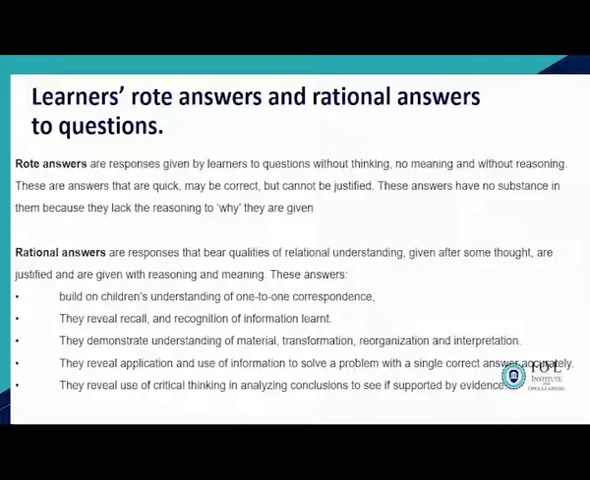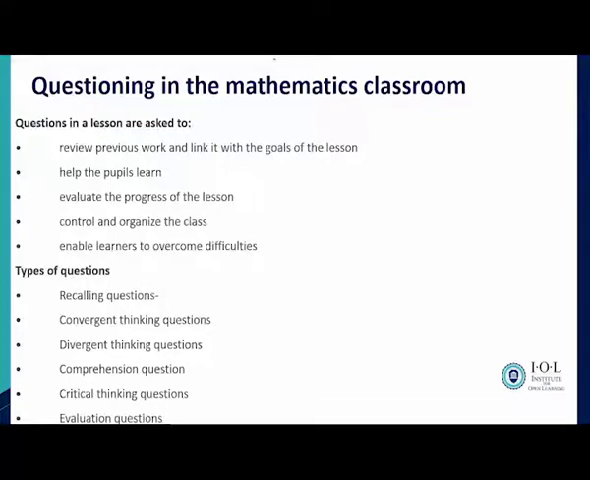Okay, build on children's understanding to one-to-one correspondence. They review, recall, and recognize the information learned. They demonstrate understanding of material. They review application and the use of information. They use and review the use of their critical thinking. So then you should know, why is this learner just giving me rote answers every day? Who are the learners giving me rational answers? Do not just ignore the type of answers learners are giving you. They give you so much information as the teacher.